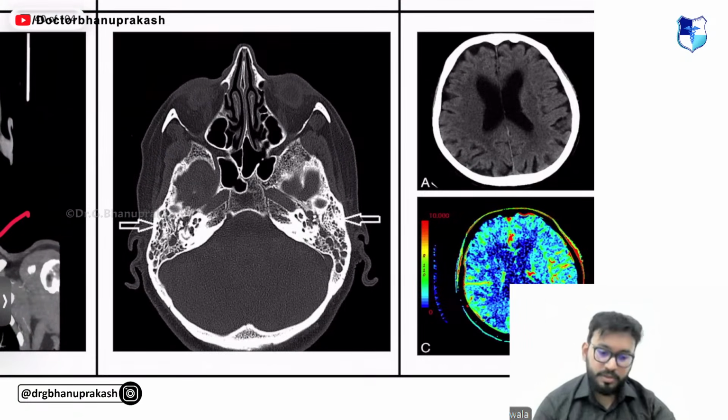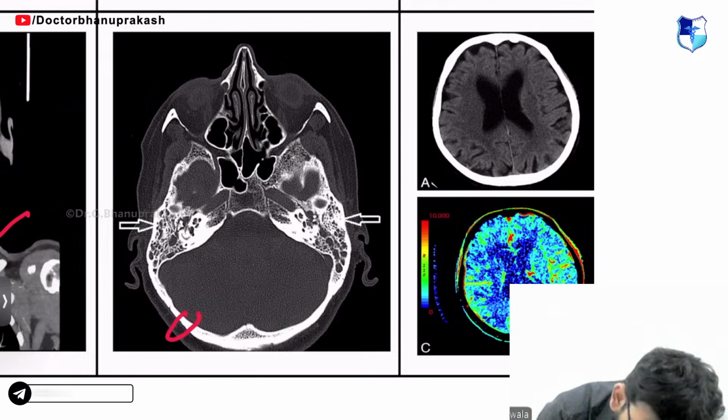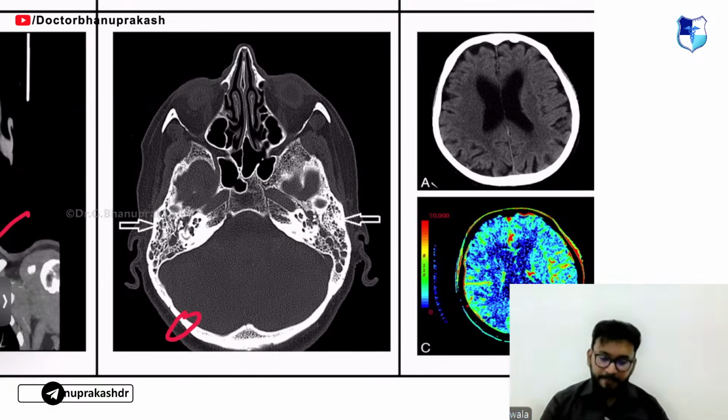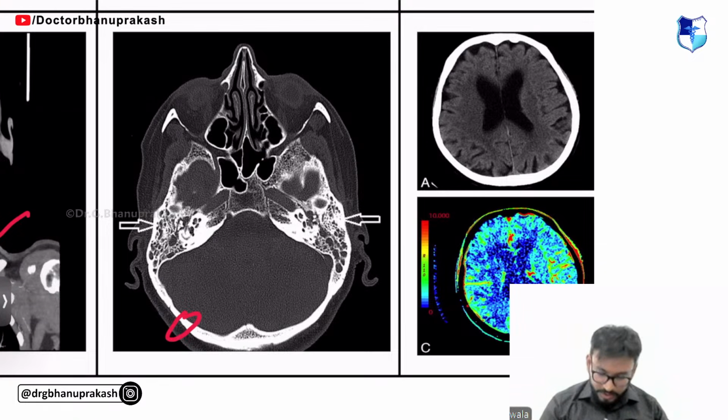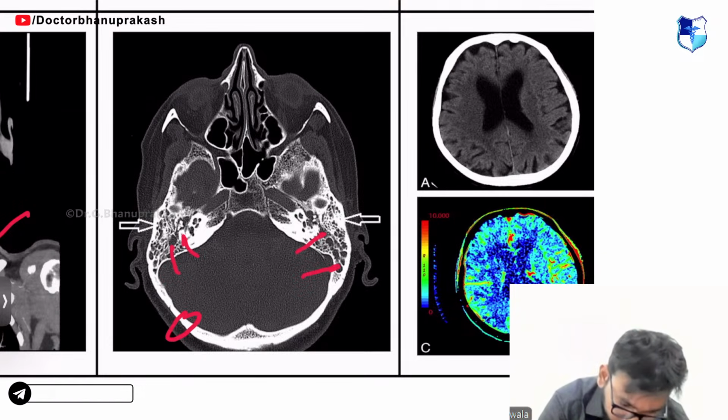Look at this, guys. What do you think this is? Come on. What can you see? This is also a CT scan. Look at the cortical bone. What can you see? Come on. All this black structure. What is this?